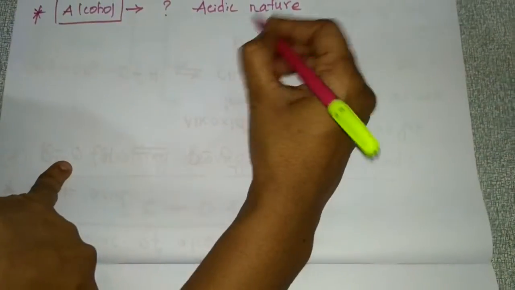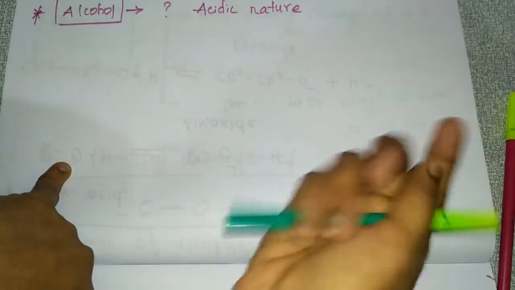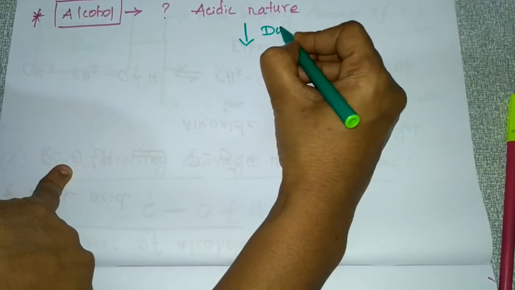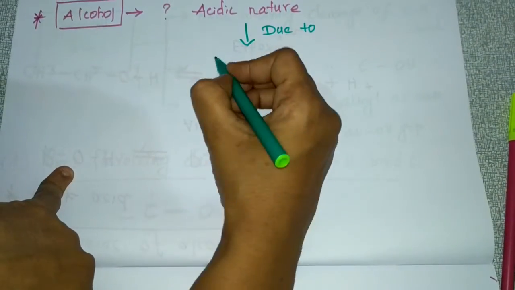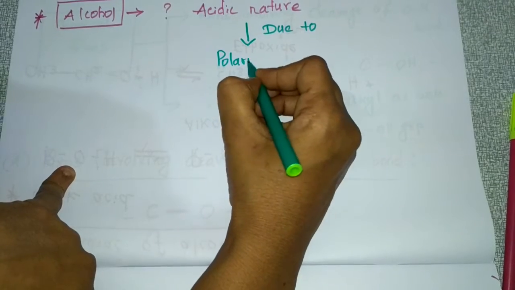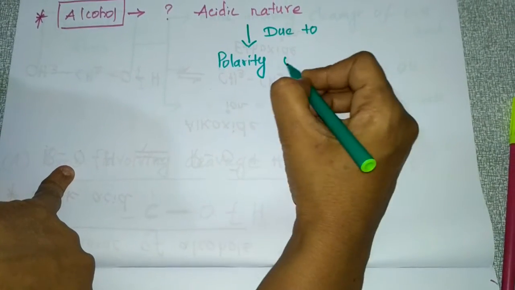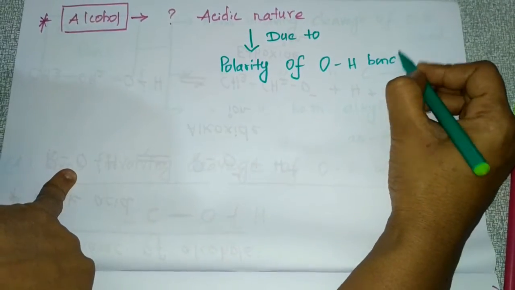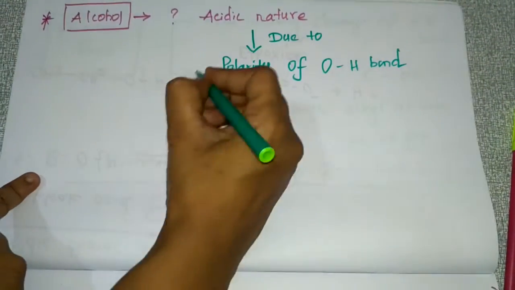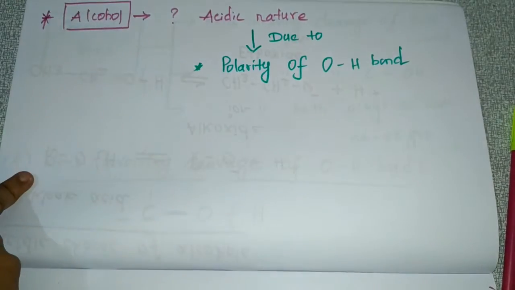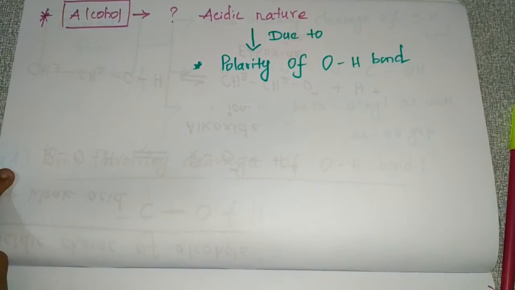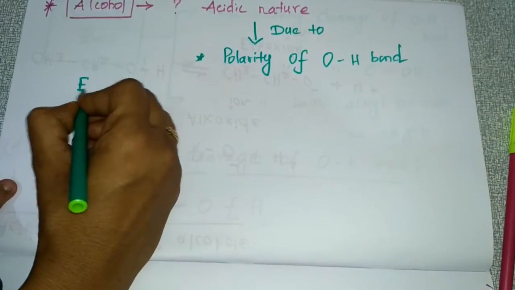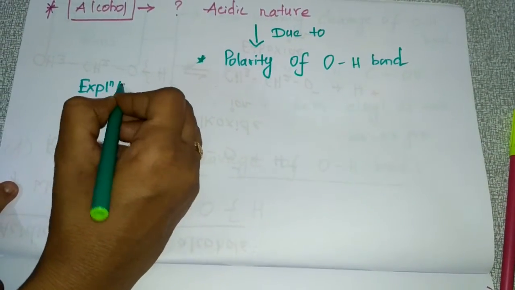The acidic nature is due to the polarity of the OH bond. Okay, polarity of the OH bond. This is the main reason how alcohol has acidic nature. And if you want me to give an explanation for this, you know very well.